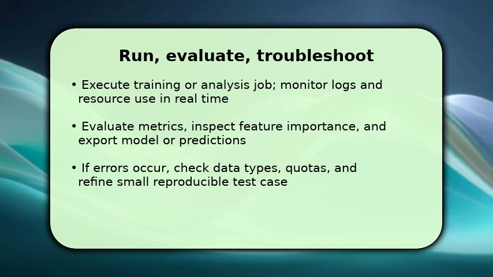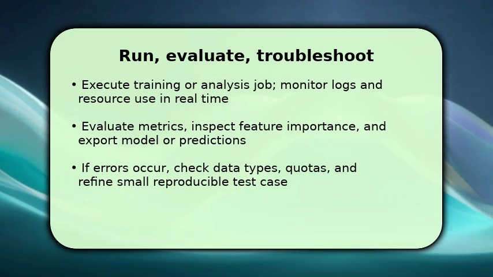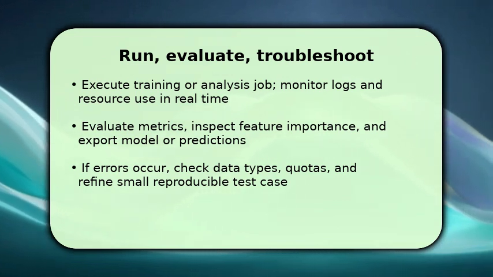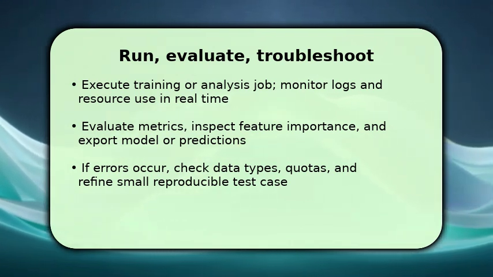If something fails, stop, reproduce the issue on a tiny dataset, and check column types, missing values, and API or quota errors. This focused troubleshooting lets you iterate fast and fix the root cause.